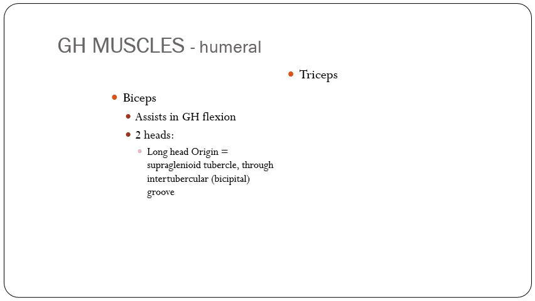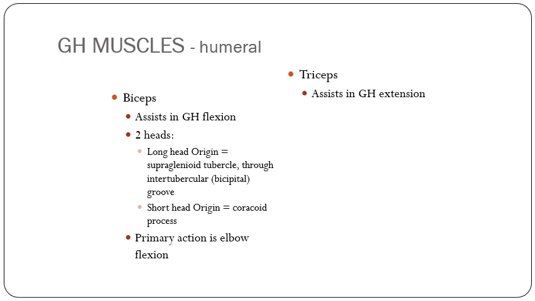So you have two heads: the long head, from the supraglenoid tubercle through the intertubercular groove or the bicipital groove, and the short head, from the coracoid process. So even the short head is going to contribute to that because of its attachment on the coracoid process of the scapula. The primary action, where it functions better or provides more strength, is elbow flexion.